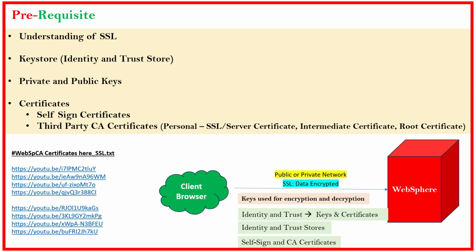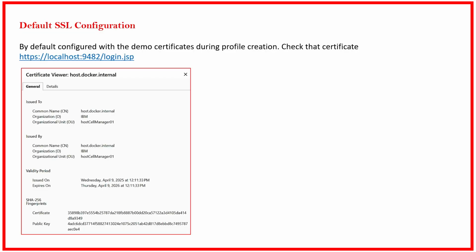Similarly, if you go for third-party certificate authority certificates, CA certificates, that means it is certified by some certified authority. They have identified and verified your organization, and after that they have released the digital certificate for you, which you configure with SSL in your WebSphere. In that case you will not get any security prompt, because your browser will trust that certificate, which is issued by a certified authority. So these are some basic concepts of SSL.